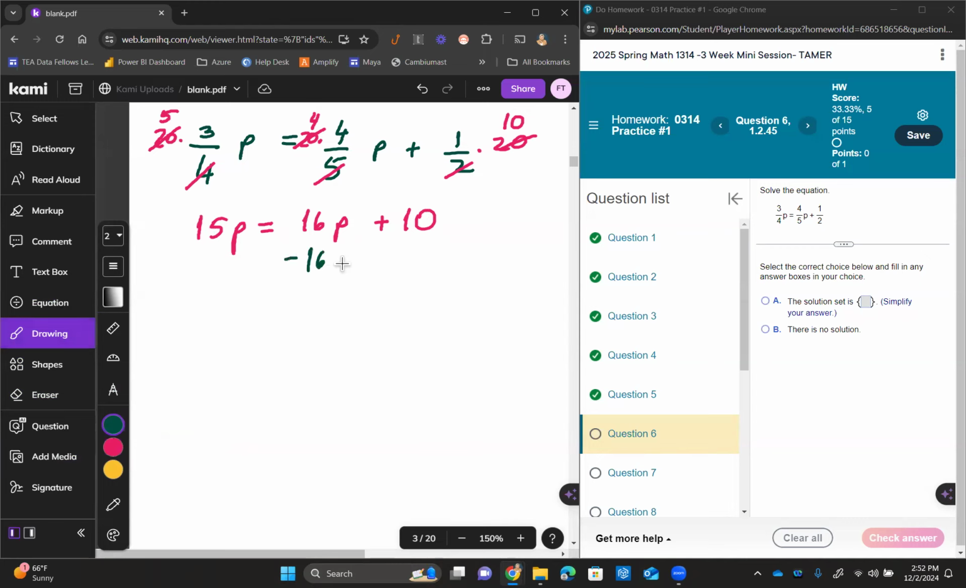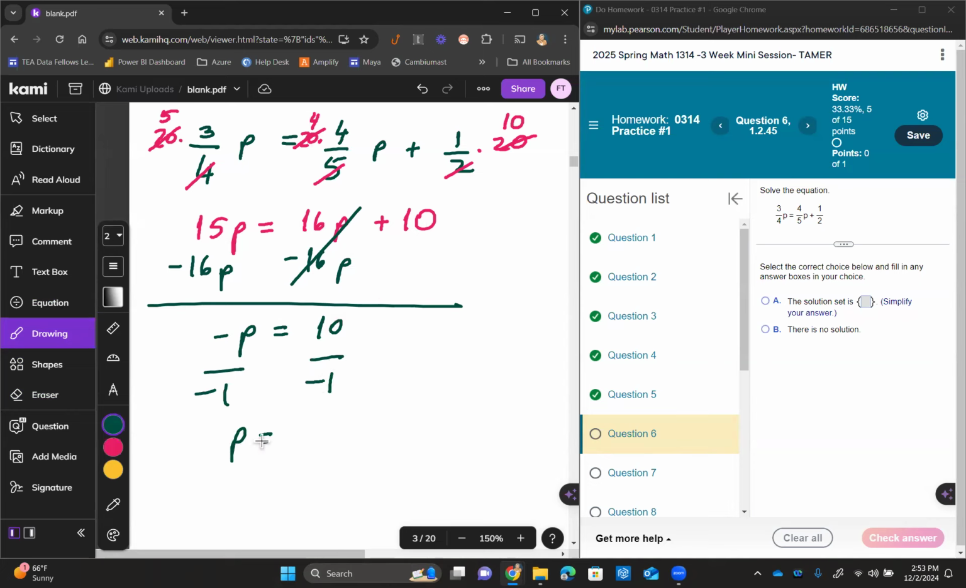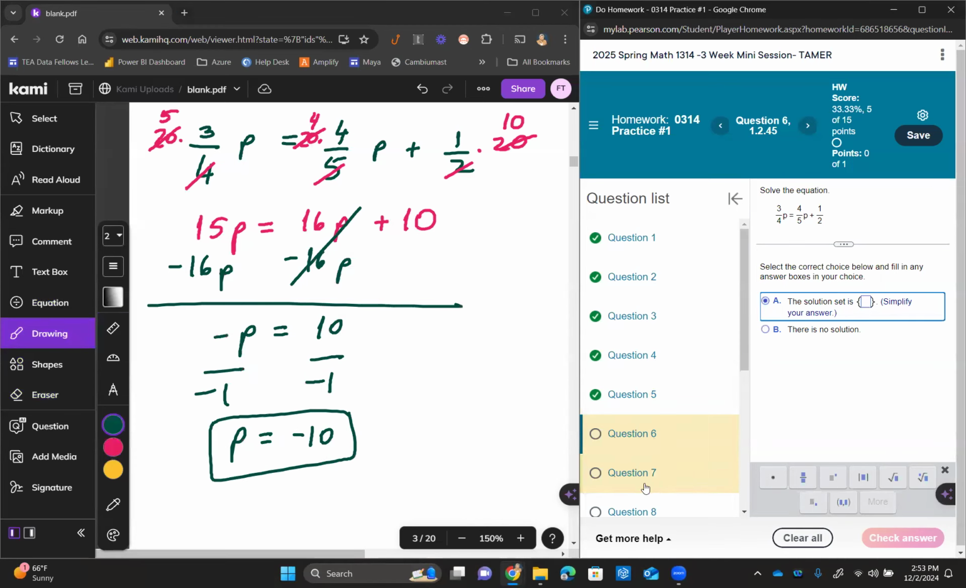We will subtract 16p from each side. So these two cancel out. 15 minus 16 is just negative 1p is equal to 10. And then if we just divide each side by negative 1 to make p a positive number, 10 divided by negative 1 is just negative 10. And this is how I can solve for p for this problem. So we're going to mark A, and we're going to tell them the answer is negative 10.